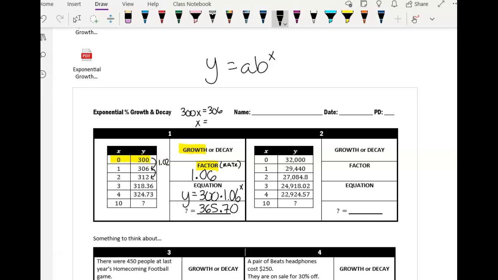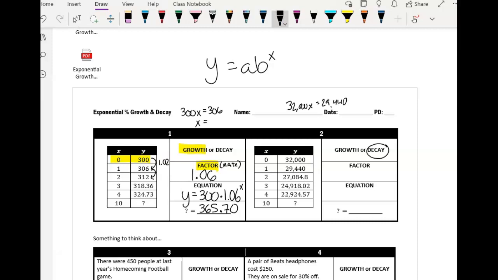Now let's take a look at the next one. We're going to do this exact same thing. How did I get from 32,000 to 29,440? If I want to find the rate, I could set up the whole equation: 32,000 times what gives me 29,440. I can already see I took something big and went smaller, so this is obviously going down. It's going to be a decay.